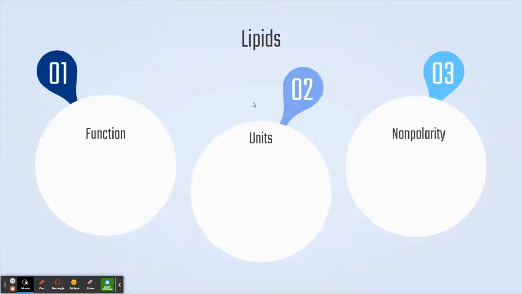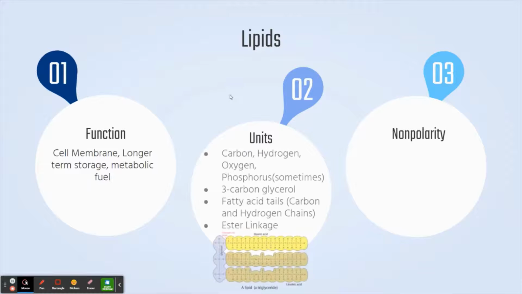The next kind of biomolecule is the lipid, and what they do is they can serve as part of the cell membrane. They can be longer term energy storage, and they can be used as metabolic fuel. Their functional units are made of carbon, hydrogen, and oxygen, and sometimes phosphorus, as we will see later. And it will have a 3-carbon glycerol, which is this thing on the side, and will also have fatty acid tails. And these bonds between the glycerol and the fatty acid tails are called an ester linkage.